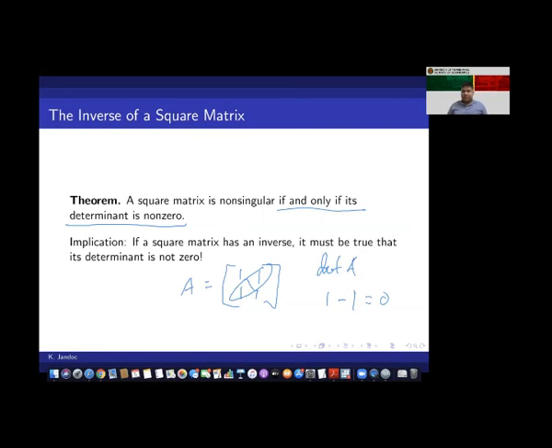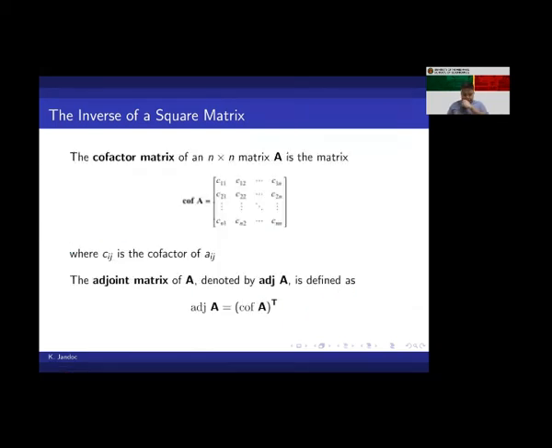Okay, so it must be true that the matrix has to have a non-zero determinant for it to have an inverse. Okay, now we're climbing to the top slowly. So let's now actually find the inverse. Let's find a method to find the inverse of a matrix.